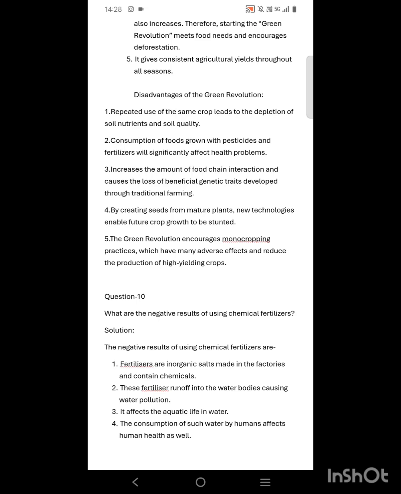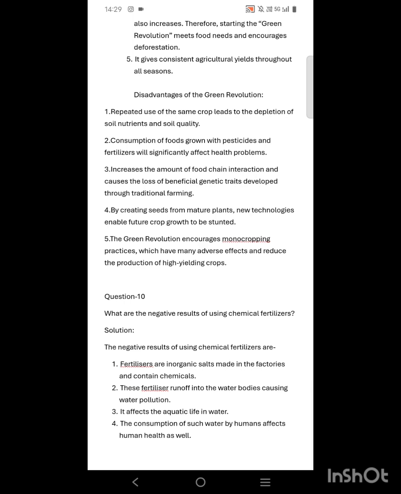So, the fertilizers are actually inorganic salts that are made in factories and contain chemicals like nitrogen, phosphorus, and potassium also. These fertilizers run off into the water bodies, and they are causing water pollution. Obviously, they are polluting the water, because if the fertilizers are getting added to that water, then it is harming the fishes and the other aquatic animals living in the water. It affects the aquatic life in water.